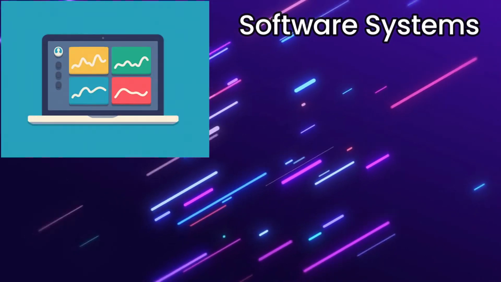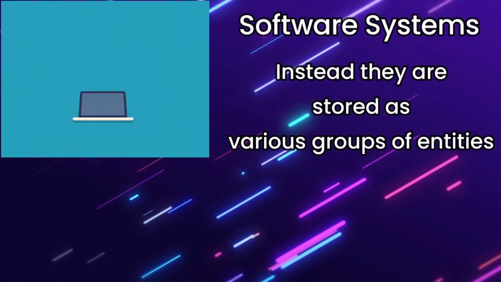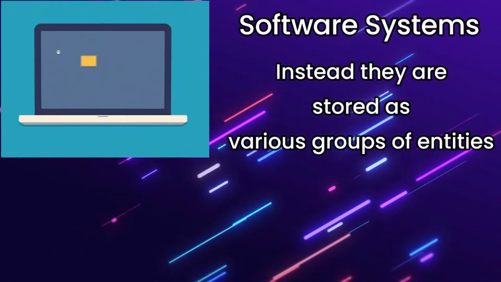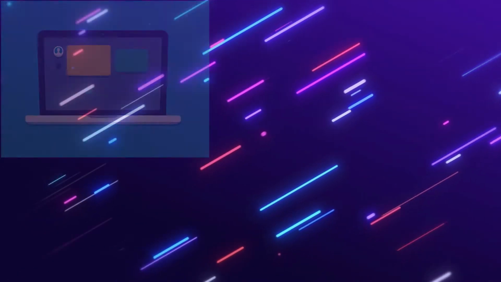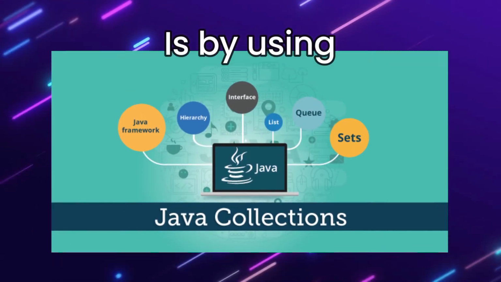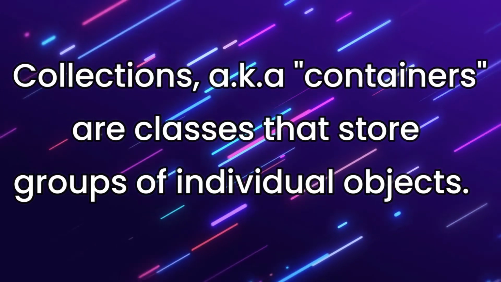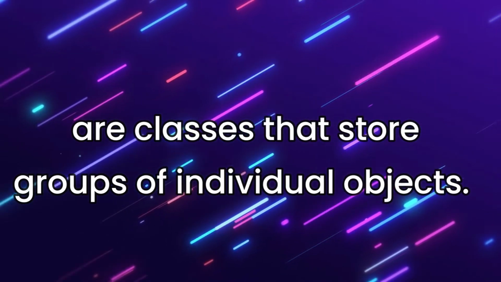More often than not, software systems do not store entities as individual items. Instead, they are stored as various groups of entities. One way to do this in Java is by using collections. Collections, also known as containers, are classes that store groups of individual objects.